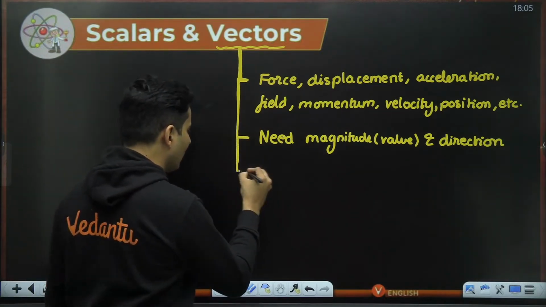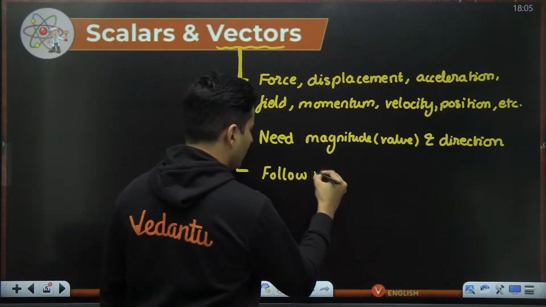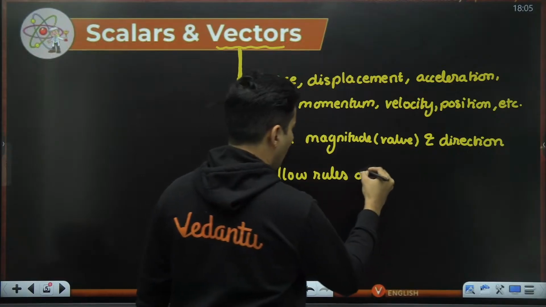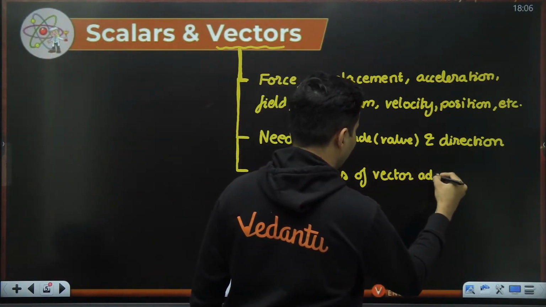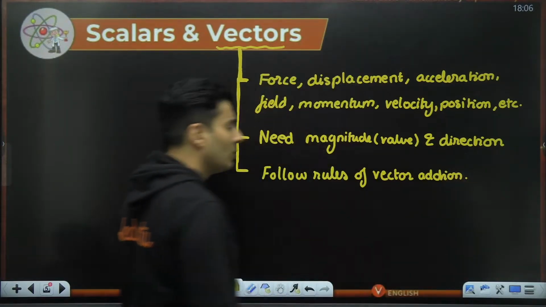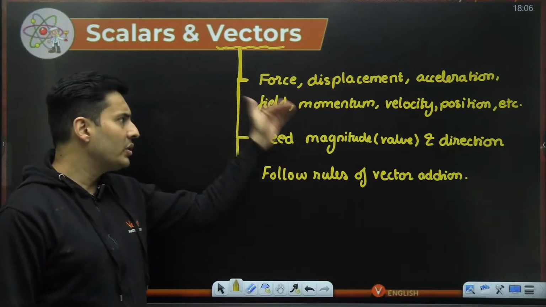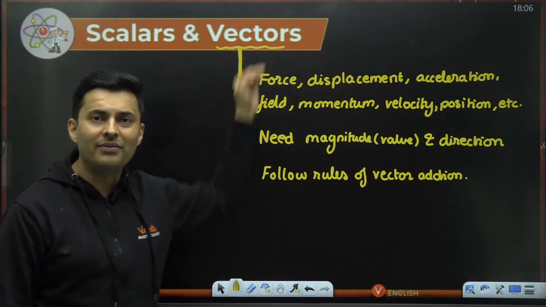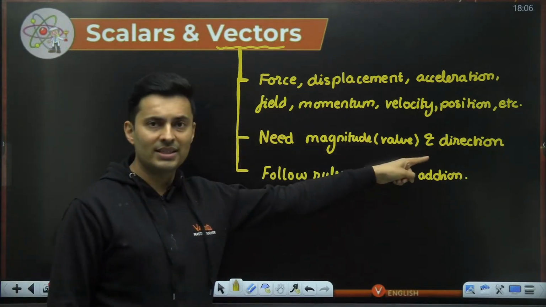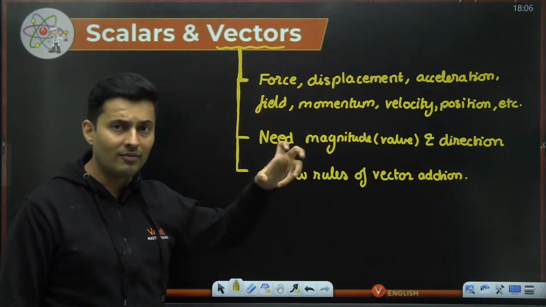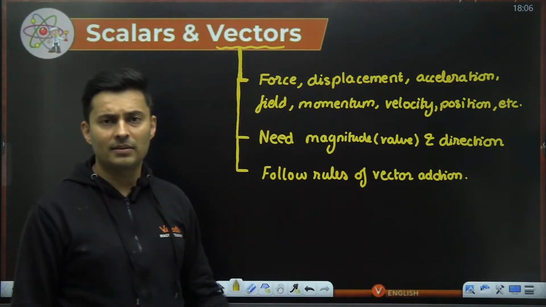And one last thing about vectors is that they follow the rules of vector addition and subtraction, whatever it is. So that is compulsory. Just because it has some magnitude and direction does not make it qualify for a vector. For it to qualify as a vector, this also is essential. It should have some direction, it should have some value, and it should follow those rules. Only then it qualifies as a vector.